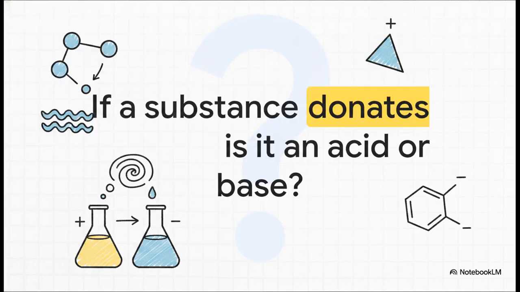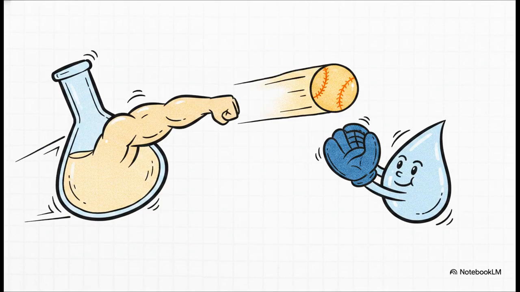Okay, time for a quick pause check to make sure we've got this down. If a substance donates a proton to water, is it an acid or a base? Take a second, think carefully about our pitchers and catchers, and lock in your answer. Got it? Well, it's an acid, and the reasoning is pretty straightforward. Bronsted-Lowry acids act as proton donors. Because this mystery substance actively threw the pitch to the water, it's undeniably our acid.